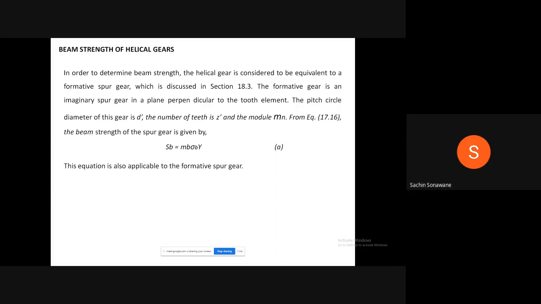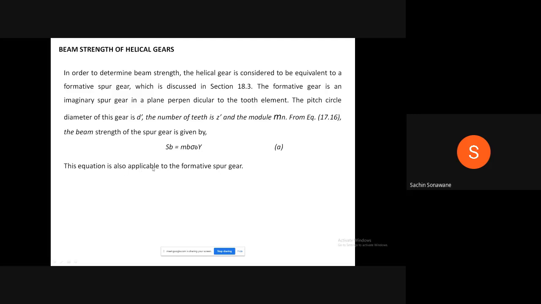Therefore, in order to determine beam strength, the helical gear is considered to be equivalent to a formative spur gear, which is discussed earlier in spur gear. The formative gear is an imaginary spur gear in a plane perpendicular to the tooth element. The pitch circle diameter of this gear is d dash, the number of teeth is z dash, and the module is mn. Therefore, the beam strength of spur gear is given by SB is equal to mb sigma b into y. This is the equation A.